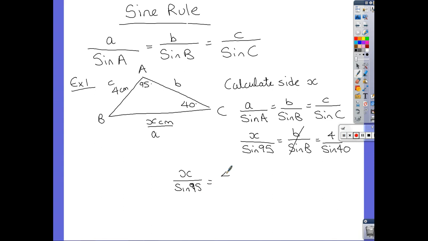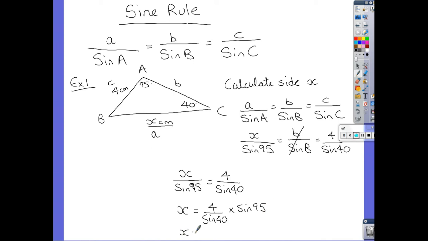95 equal to 4 over sine 40. Now we want to get x by itself. We're dividing by sine 95 here, so we need to multiply up to get rid of it. So x is equal to 4 over sine 40 times sine 95.